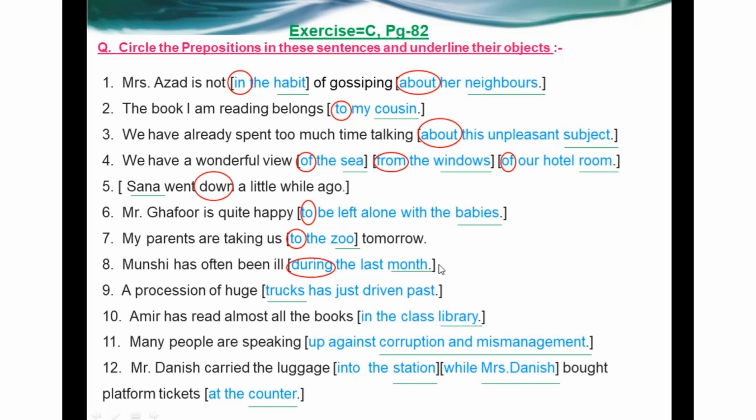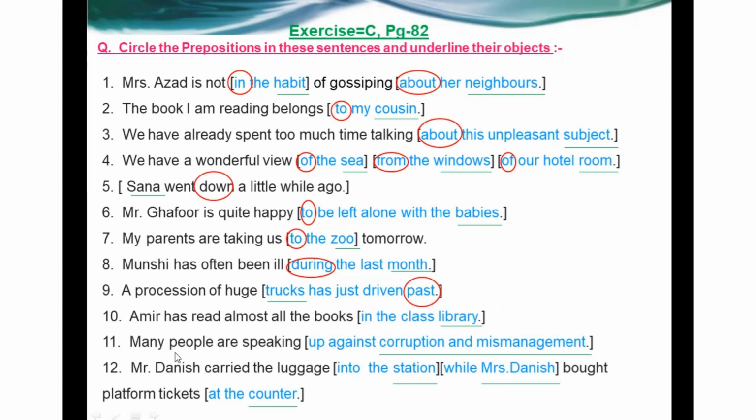Number 8, she has often been ill during the last month. Okay, so the preposition here is during. Okay, and month is our noun, the object of the preposition. Okay students, number 9, a procession of huge trucks has just driven past. So what preposition do we have here? Which word here gives you an idea about the position? Past is our preposition. Okay students, and trucks is our object, our noun.